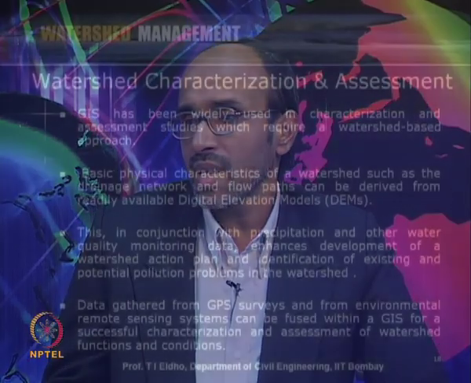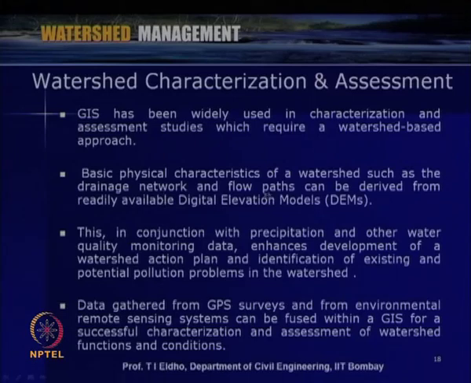Then the basic physical characteristics of a watershed, such as the drainage network and flow paths, can be derived from readily available detailed elevation models, or we can generate our own detailed elevation model depending upon the available data, or DEM can be directly utilized to identify the drainage network. So, this in conjunction with precipitation and other water quality monitoring data enhances development of a watershed action plan and identification of existing and potential pollution problems in the watershed. So, not only can we utilize GIS to identify the source of water or the water quantity issues, but we can also use the GIS platform to identify the possibility of water pollution or the environment related issues.